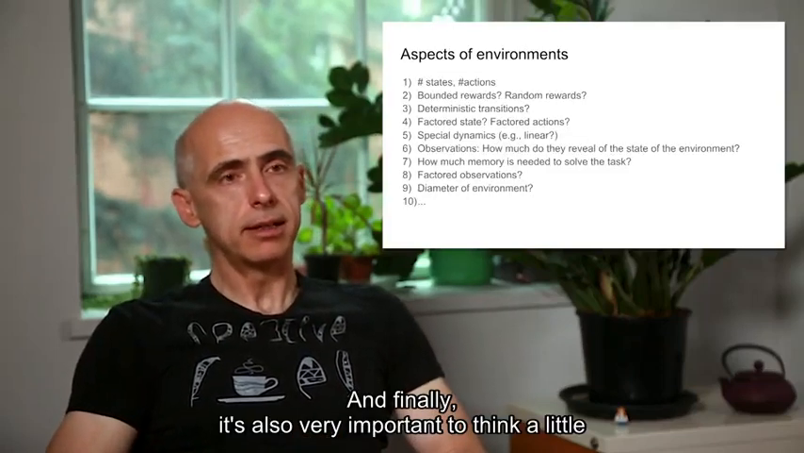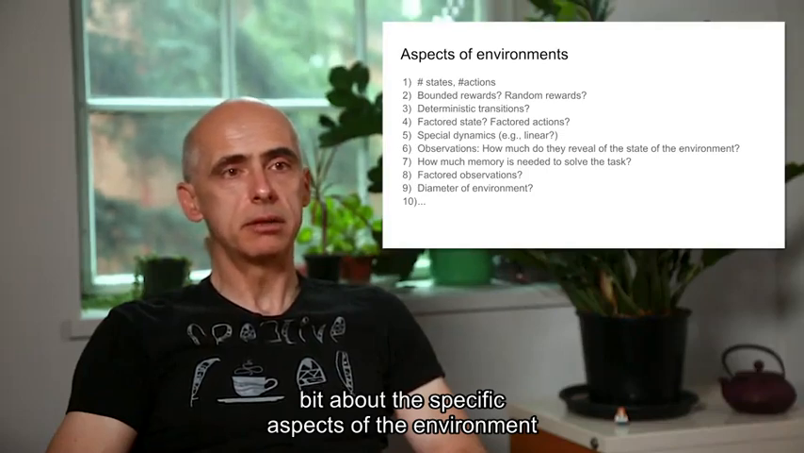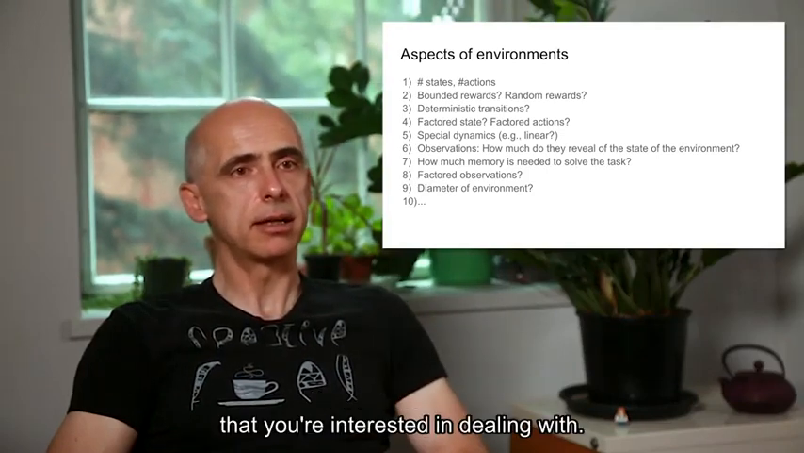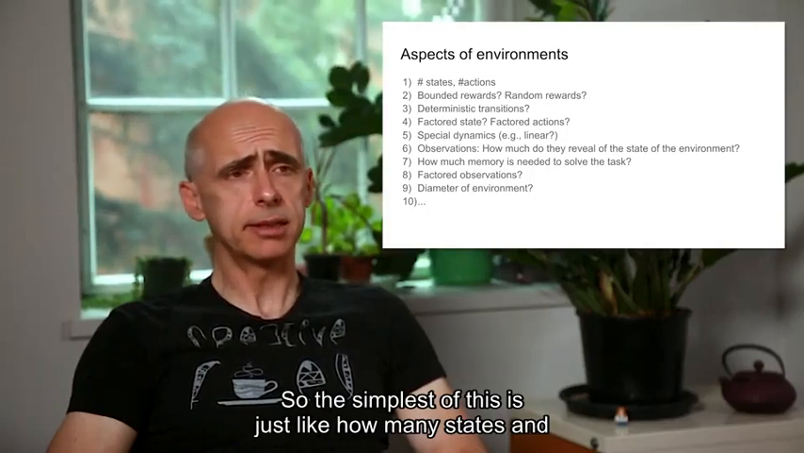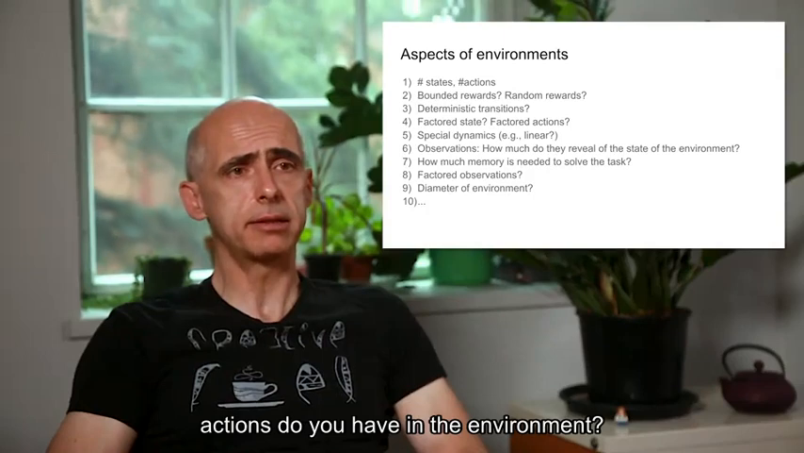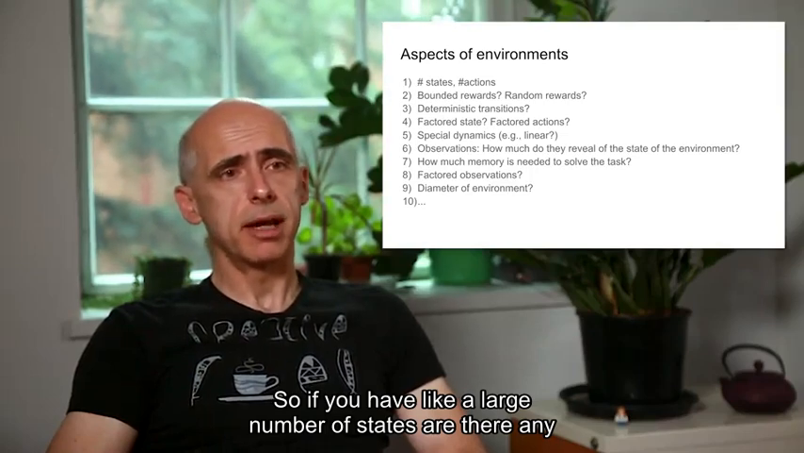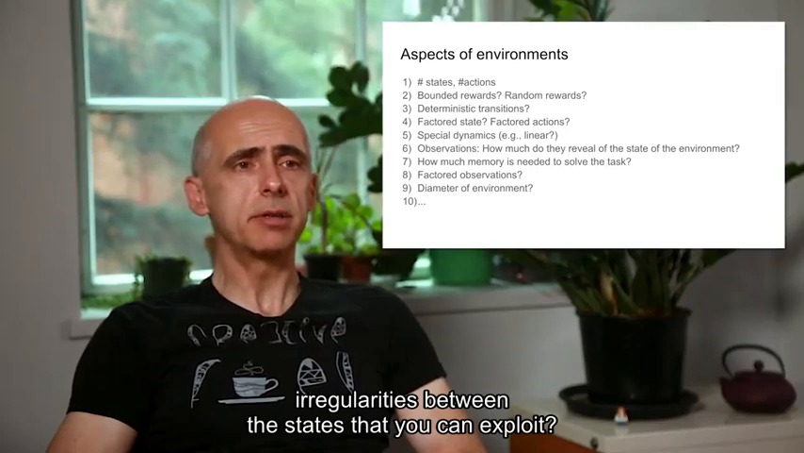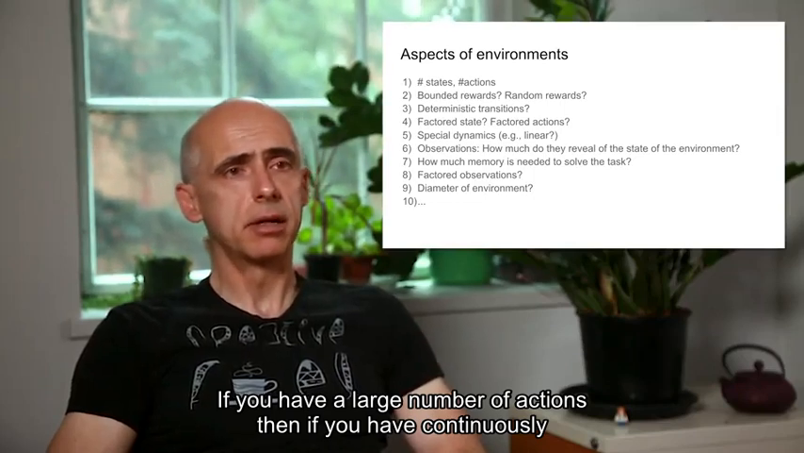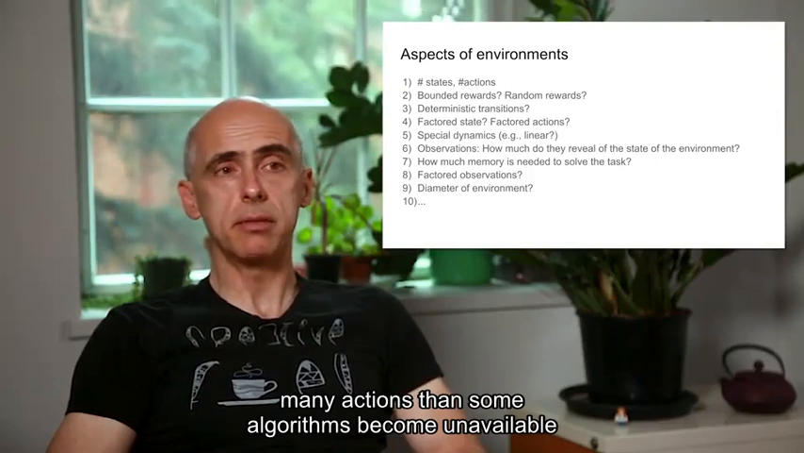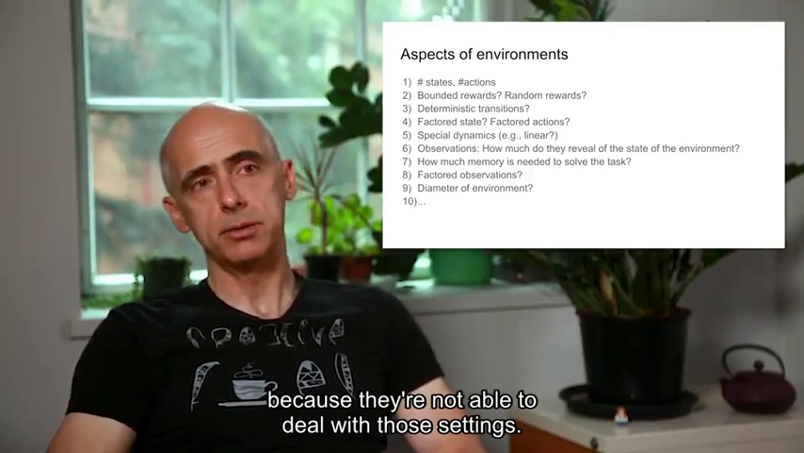And finally, it's also very important to think a little bit about the specific aspects of the environments that you're interested in dealing with. So the simplest of this is just how many states and actions you have in the environment. So if you have a large number of states, are there any irregularities between the states that you can exploit? If you have a large number of actions, then if you have continuously many actions, then some algorithms become unavailable because they're not able to deal with those settings.